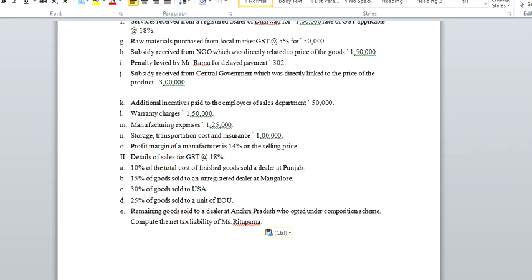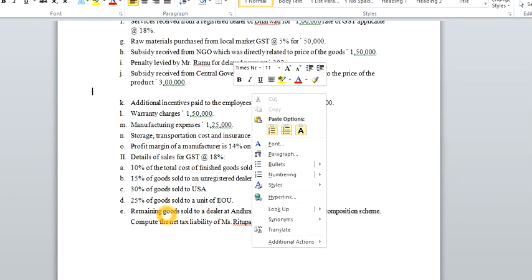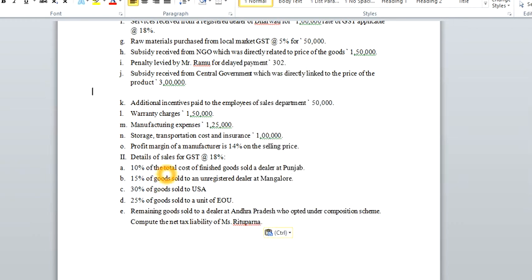Details of sales for GST at 18%. So on sales GST applicable is 18%. ಈ ಯಾರೆಲ್ಲರಿಗೂ ಸೇಲ್ ಮಾಡ್ಯಾರ, ಯಾರಿಗೆ ಸೇಲ್ ಮಾಡ್ಯಾರ ಅಂತ ನೋಡಿ, whether the goods are sold to a single buyer, ಒಬ್ಬನಿಗೆ ಸೇಲ್ ಮಾಡಿರೋದ ಅಥವಾ ಬೇರೆ ಬೇರೆ. If you see here, ಬೇರೆ ಬೇರೆಯವರಿಗೆ ಸೇಲ್ ಮಾಡ್ತಾ ಇದ್ದಾರೆ. 10% of the total cost of finished goods to a dealer at Punjab. ಟ್ರಾನ್ಸಾಕ್ಷನ್ ವ್ಯಾಲ್ಯೂ ಬರುತ್ತೆ. Based on the transaction value you have to calculate the sales for each buyer. ಈಗ ಟ್ರಾನ್ಸಾಕ್ಷನ್ ವ್ಯಾಲ್ಯೂ 10 lakh ಅಂತ ಹೇಳಿದ್ರೆ 10 lakh ಇಂಟು 10%, ಅಂದರೆ 1 lakh ಪಂಜಾಬ್ ಡೀಲರ್ಗೆ.